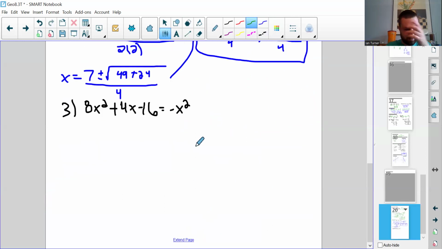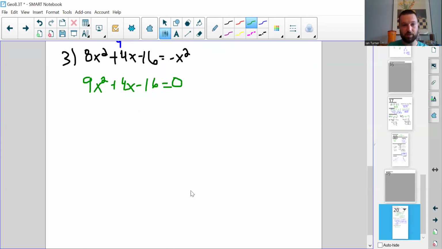What do we need to do again? Get everything by itself. We're adding an x squared here. So we got 8x squared plus 1 more x squared. It's going to give us 9x squared plus 4x minus 16 equals 0. Okay, so that we got it equal to 0. We got everything in order. We're ready to plug it in.